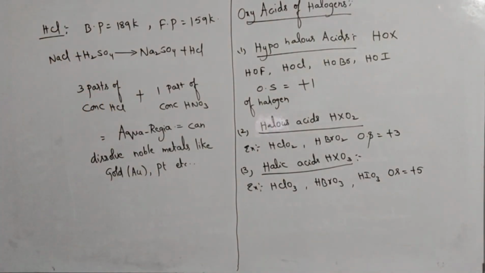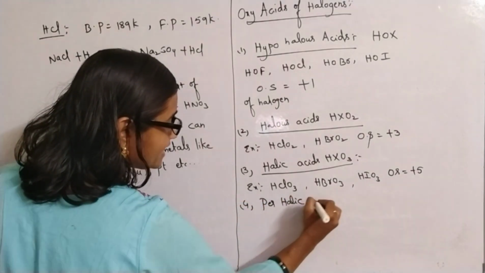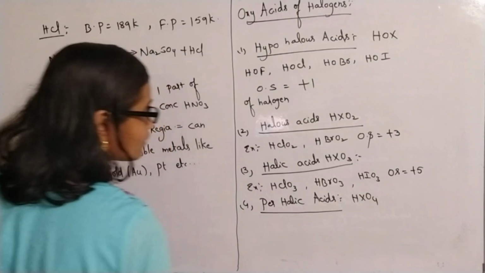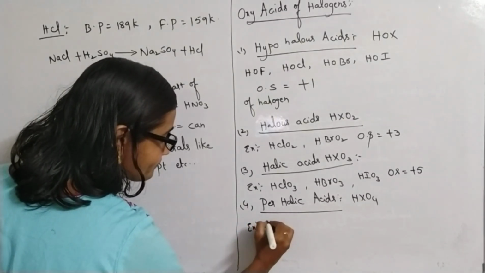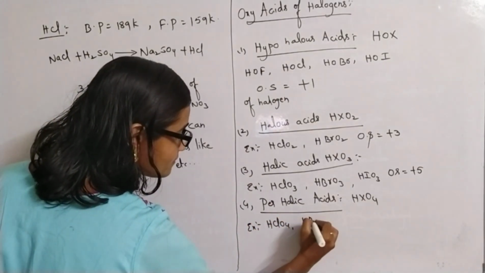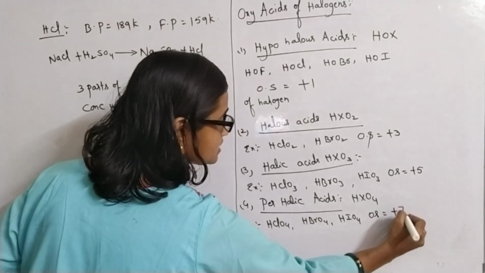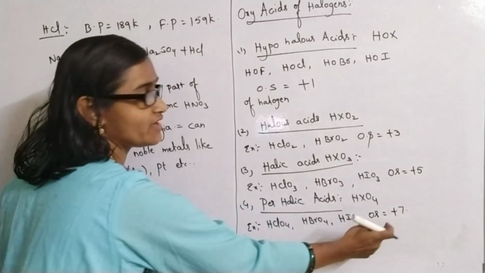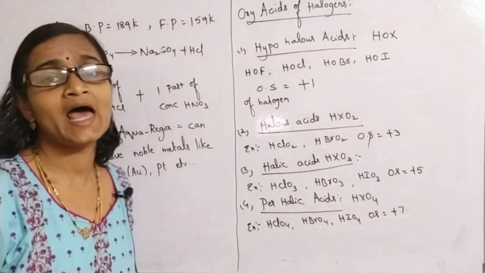And next you have perhalic acids, HXO4, like HClO4, HBrO4, and HIO4. Here you will find the oxidation state to be +7. As I already told you, they can exhibit oxidation states of +3, +5 and +7. So like that, you have different types of oxyacids of halogens.